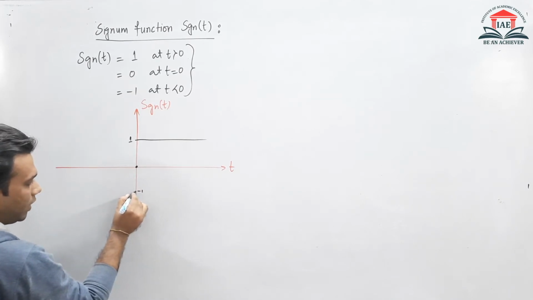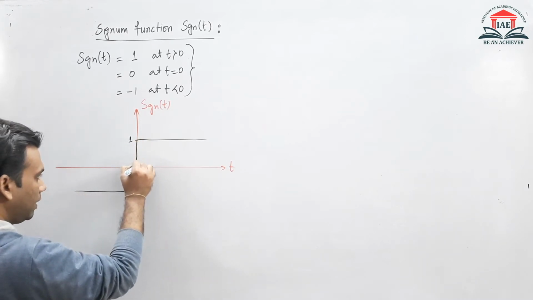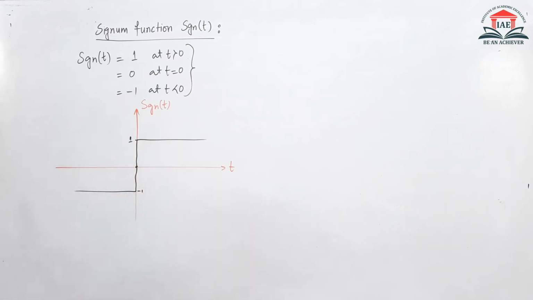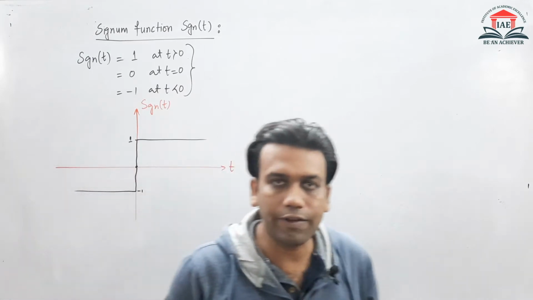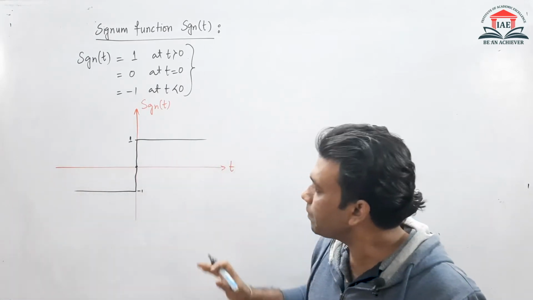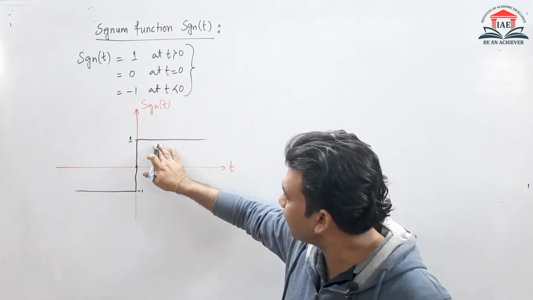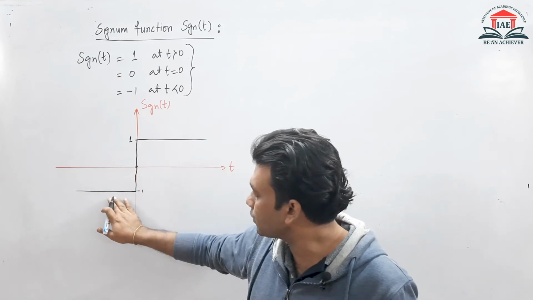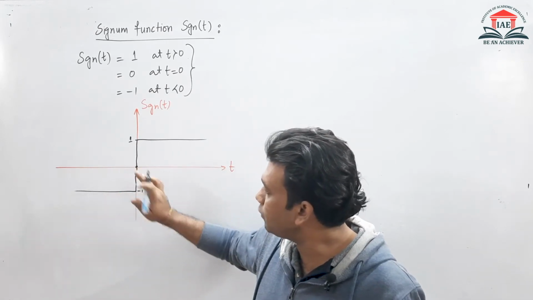If it is minus 1, then the value looks like this. So ultimately the function will look like this. This is the function of the sgn t. Now this sgn t that you are seeing is a very special function, where the value of sgn t is 1 for the positive value of t and minus 1 for the negative value of t, and at t equals 0 the value is 0.